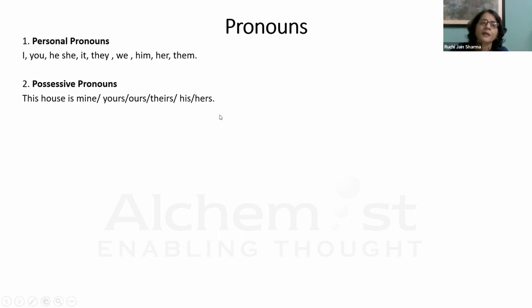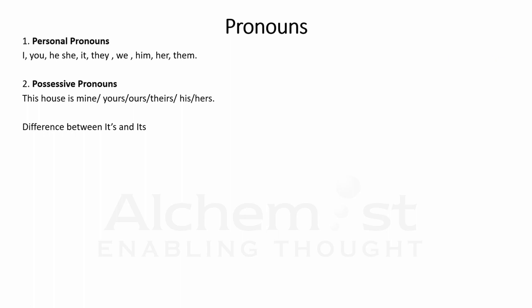Okay. Now, tell me what is the difference between IT apostrophe S and ITS. This is again important from the examination point of view. IT apostrophe S is it is, and ITS is its.